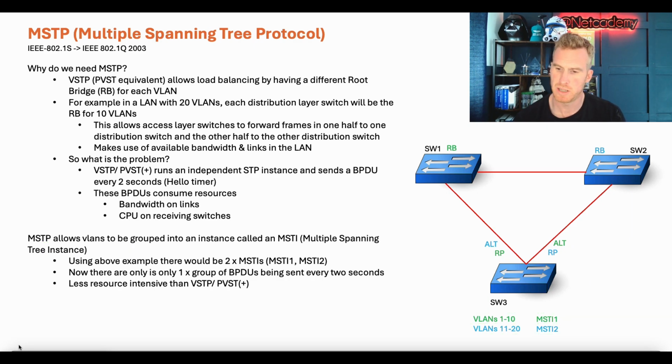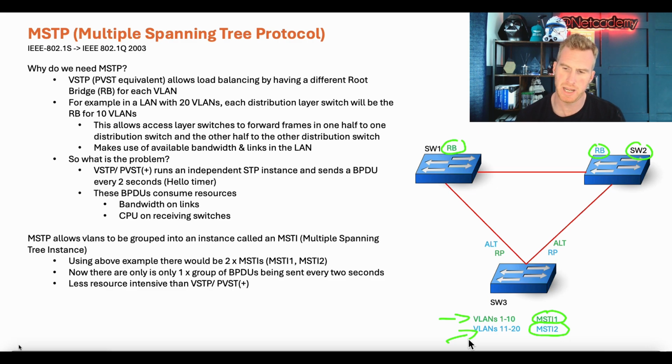And if we use the example over here, as I said, there's 2 instances, didn't I? There's MSTI1 and there's MSTI2. So we've still got the root bridge over here for switch 1 for these VLANs here. And we've still got the root bridge on switch 2 for these VLANs here, VLANs 11 to 20.